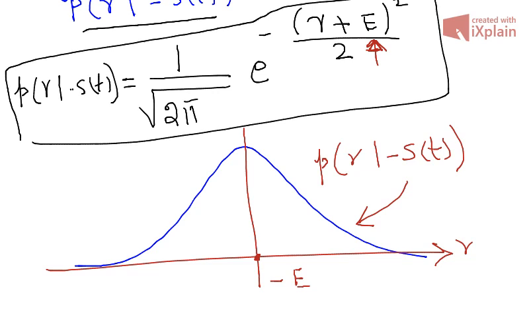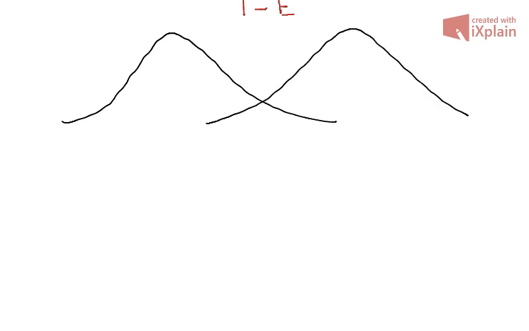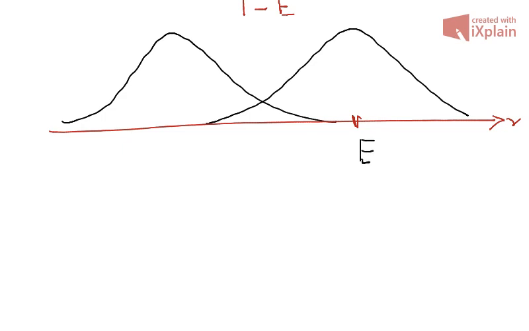Now let me draw these two PDFs together on a single diagram. So if I draw it on a single diagram, we can draw it like this, and let me draw another one, and let me draw this axis. This is R. Now the PDF of R, this is a positive E, and this one is minus E.